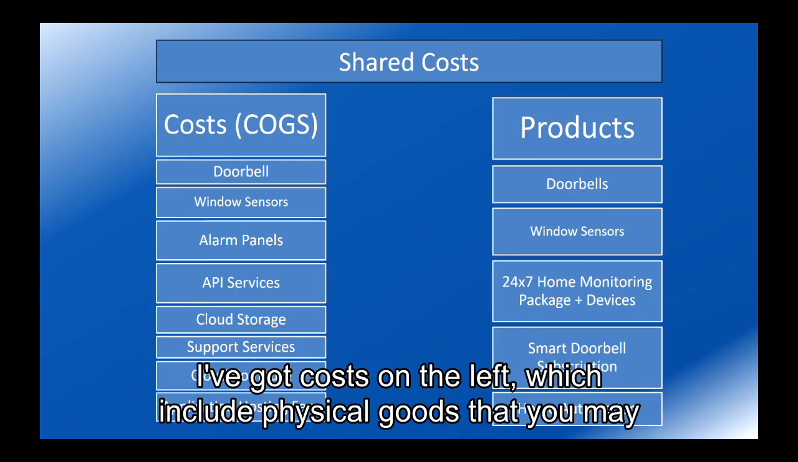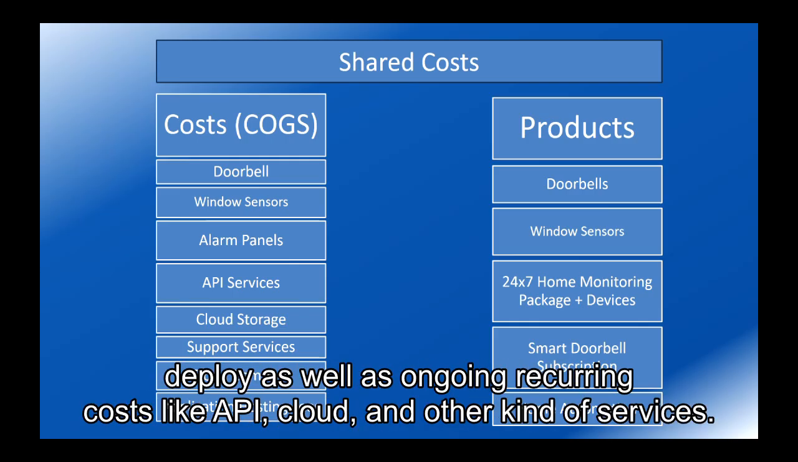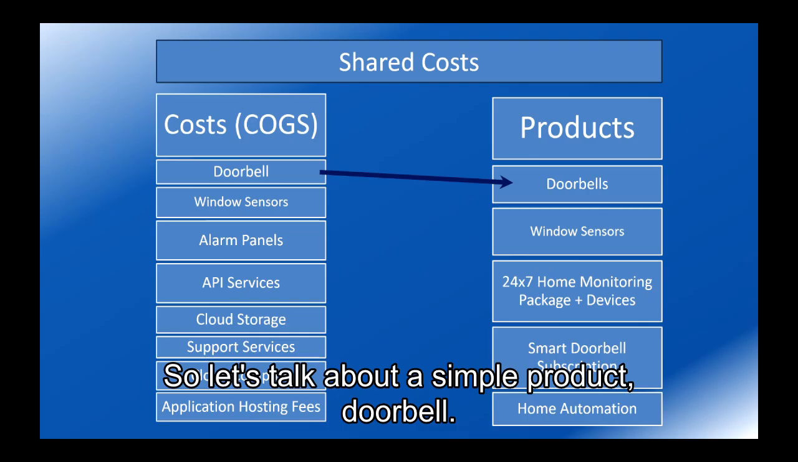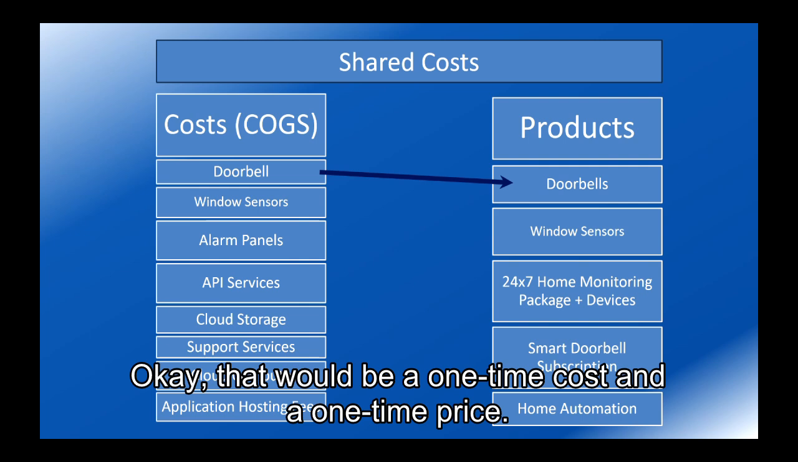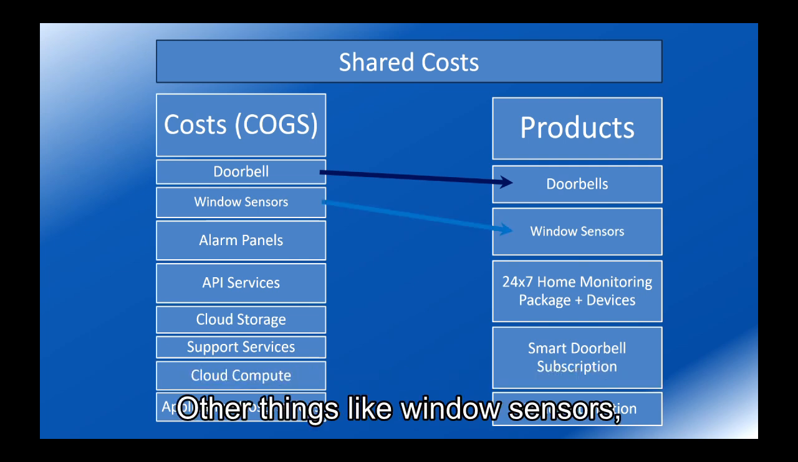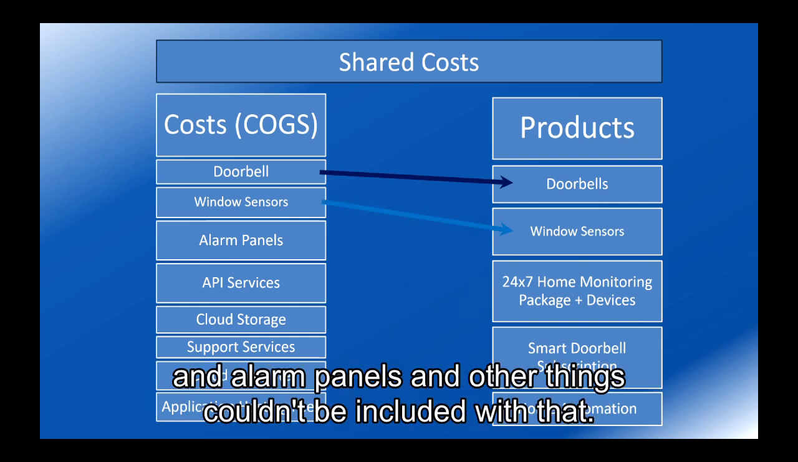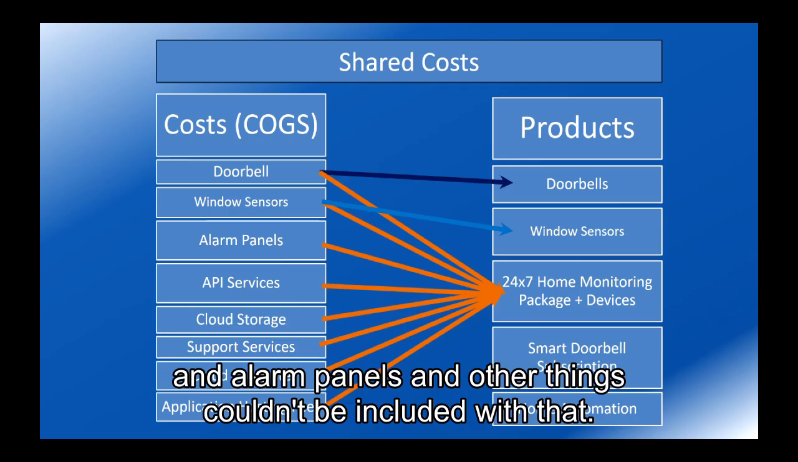I've got costs on the left, which include physical goods that you may deploy, as well as ongoing recurring costs like API, cloud, and other kinds of services. So let's talk about a simple product, a doorbell. You buy a doorbell, you mark it up, and you sell that product. That would be a one-time cost and a one-time price. Other things like window sensors and alarm panels and other things could be included with that.